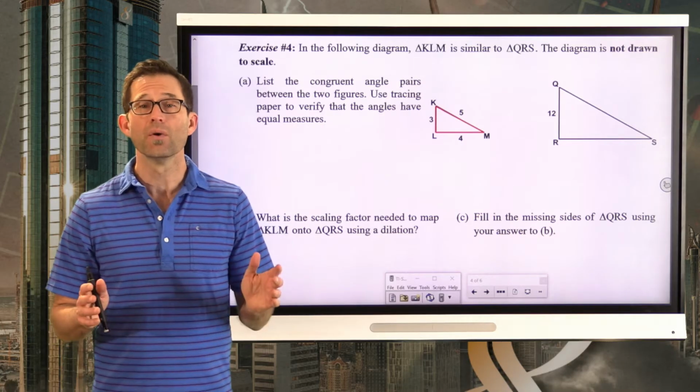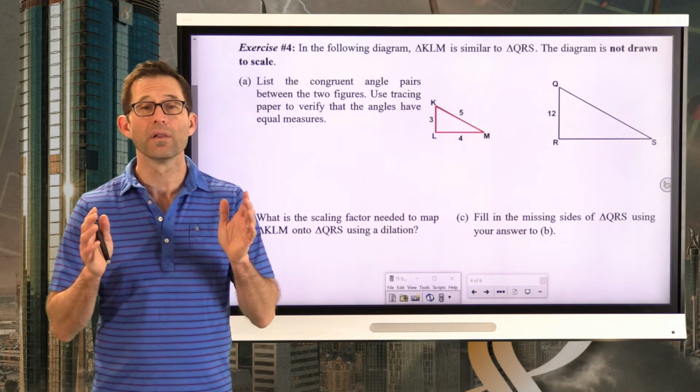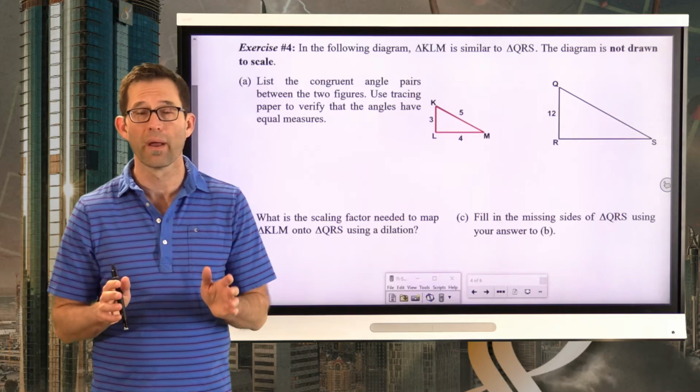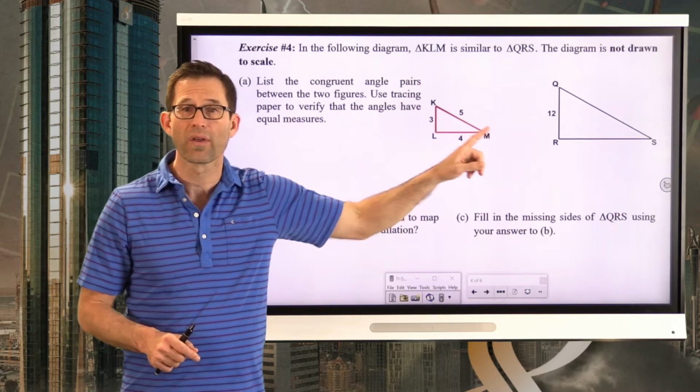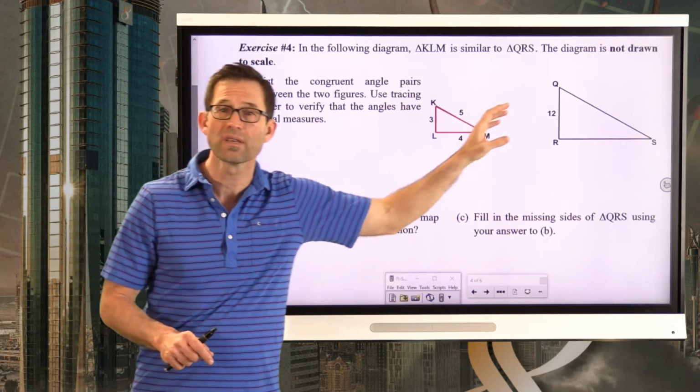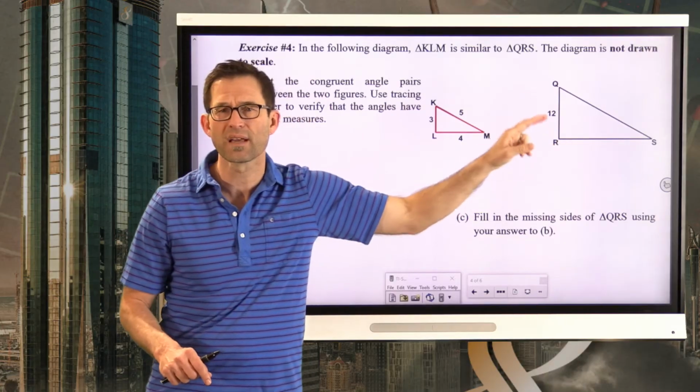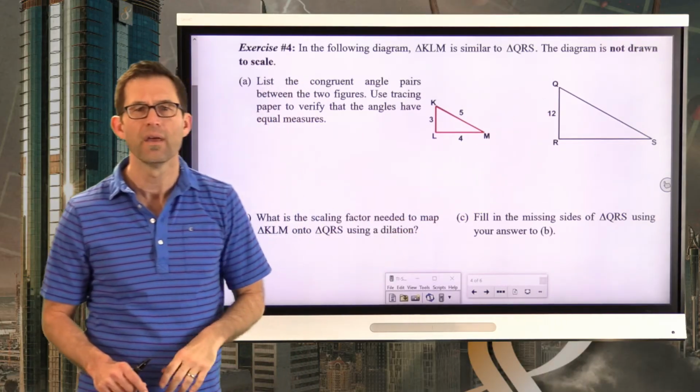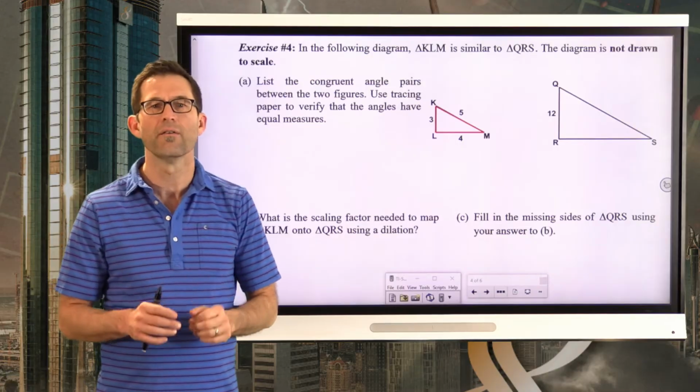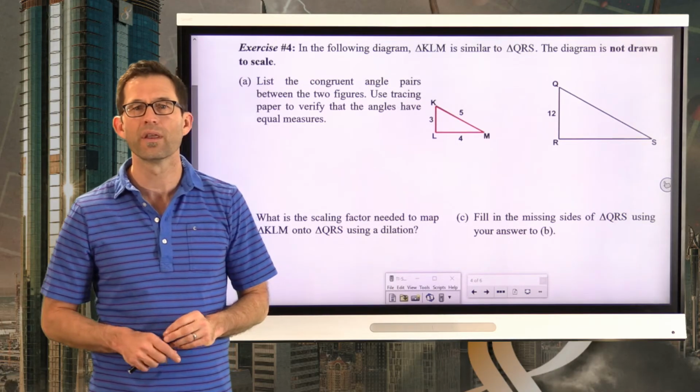All right, so go ahead and list the congruent angle pairs and trace out triangle KLM onto a piece of tracing paper, and then do what we did in the last exercise to really verify that, yeah, those angles sort of fit with one another. Pause the video now.